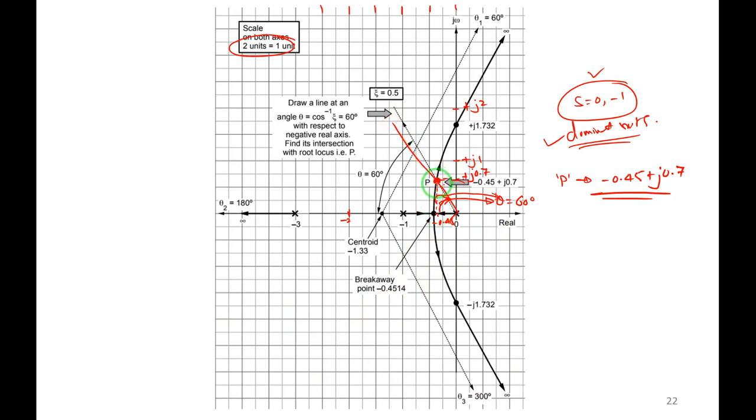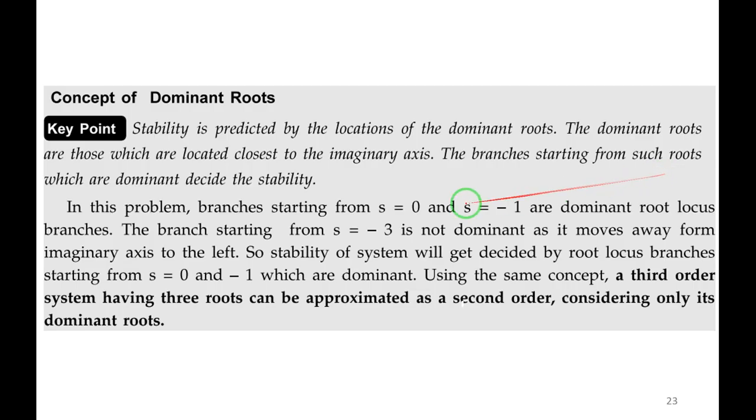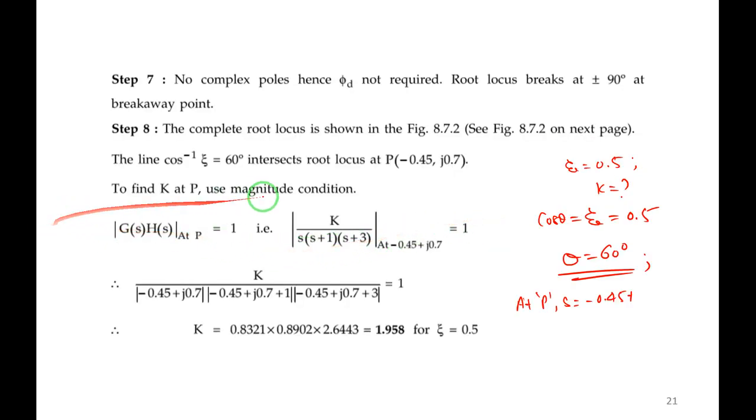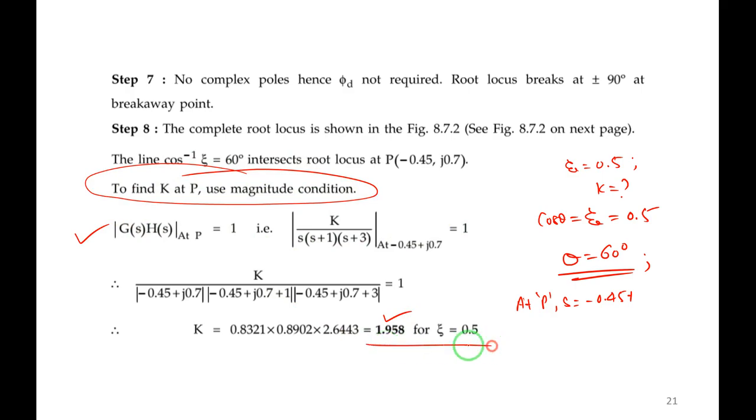Read the corresponding real value and imaginary value. It is minus 0.45 plus j0.7. Use the magnitude condition to find k. This is done, and we got k equal to 1.95.